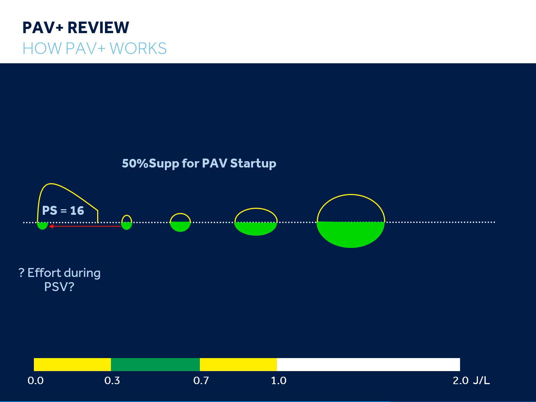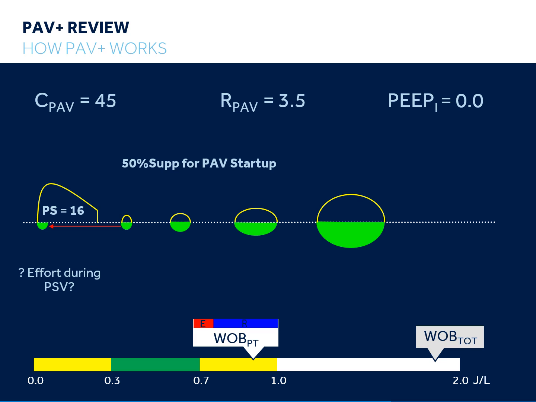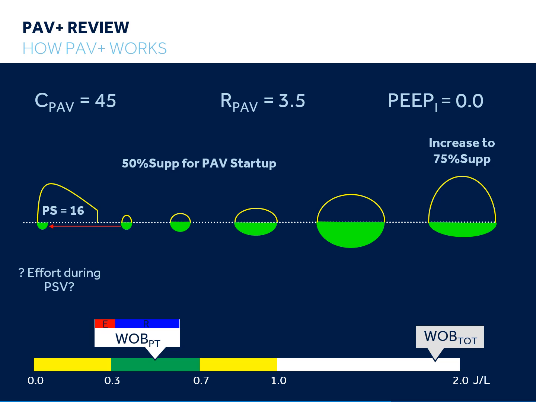So once we get through the startup phase, the display will now show the work of breathing flags. In this example, the work of breathing patient is significantly higher than normal at 50% support. So the clinician may decide to increase to 75% support immediately after the startup. And after a few breaths, notice that the work of breathing patient settles within normal range.